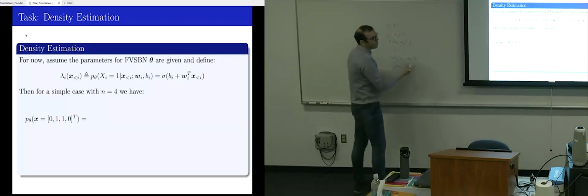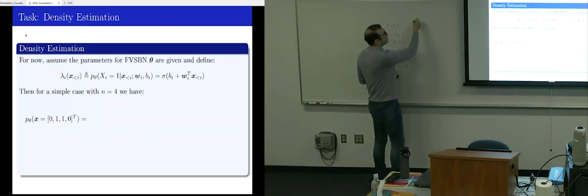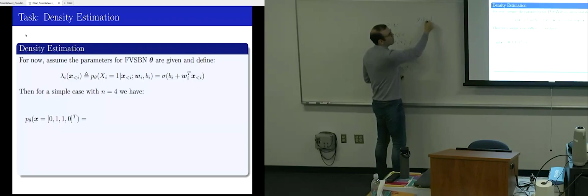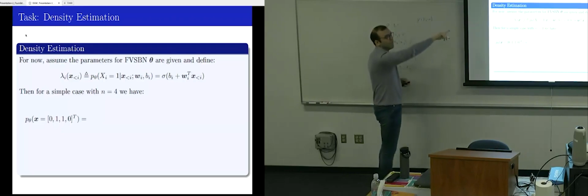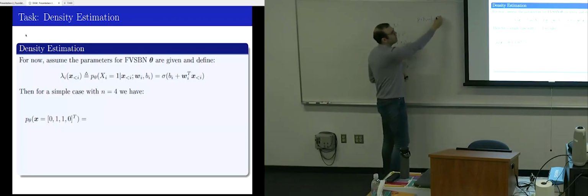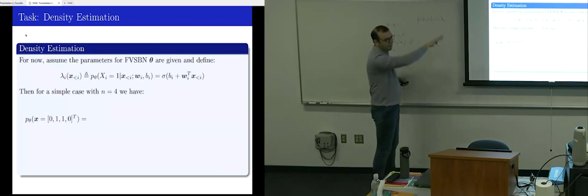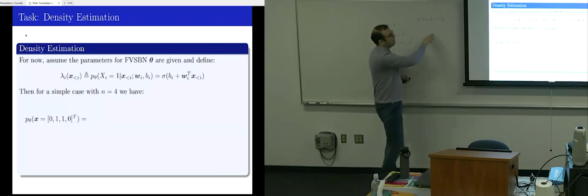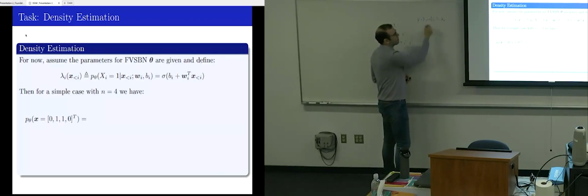So start with the first element. I want P of x1 equal to 0. What is this? You have access to lambda i. Yes, 1 minus lambda 1, because I have calculated those values. So the value for being 0 is 1 minus the Bernoulli parameter.